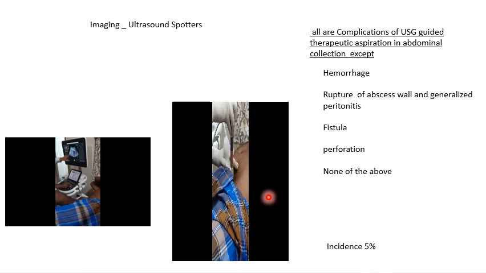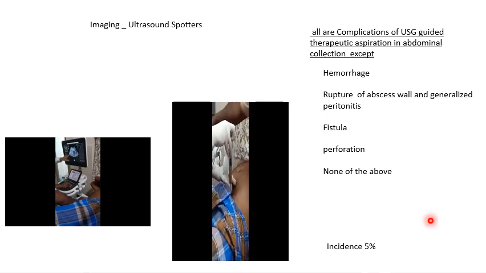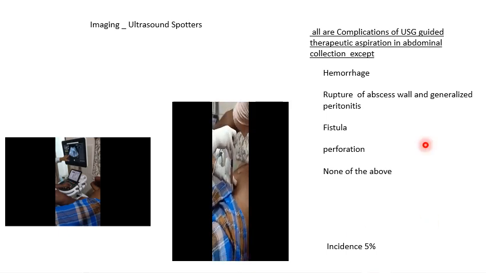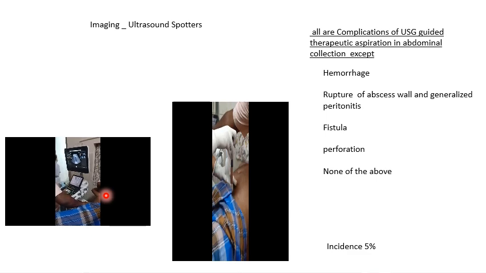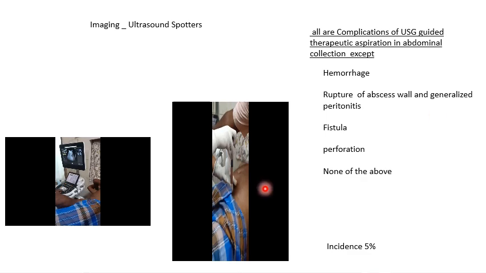This is the aspiration being done. So you can see that it is being localized with the probe. And this is the aspiration being done.